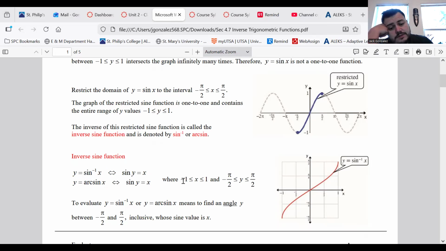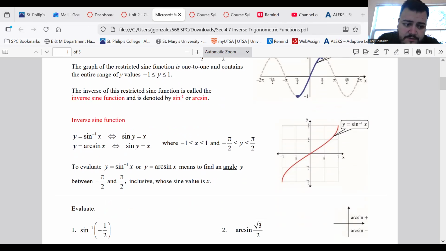And here's a restriction. So the domain becomes this, which is the opposite. If you remember back in college algebra, we said that the domain of the regular function becomes the range of the inverse, and then the range of the inverse becomes the domain of the original. And you can see that here in this graph, this one here.